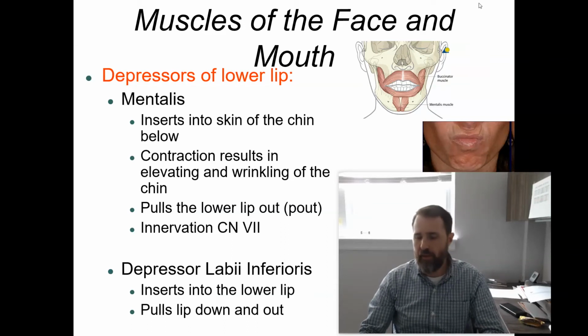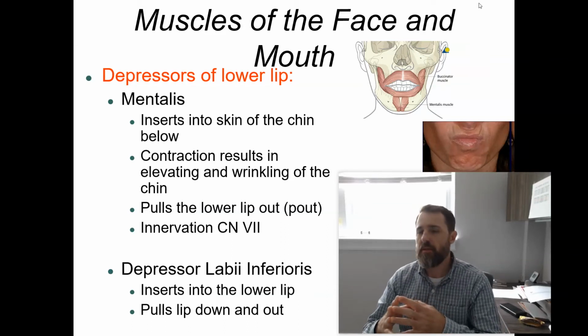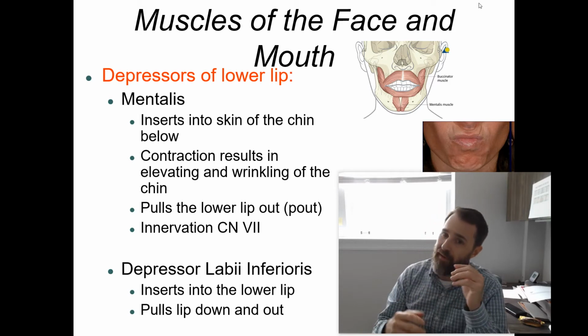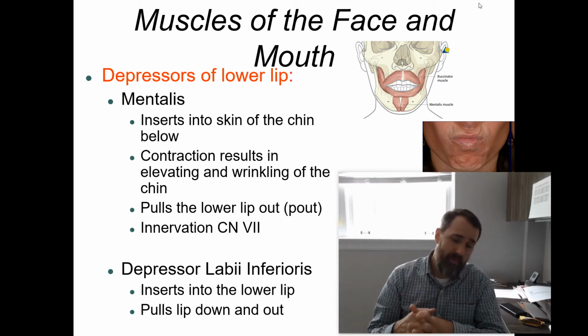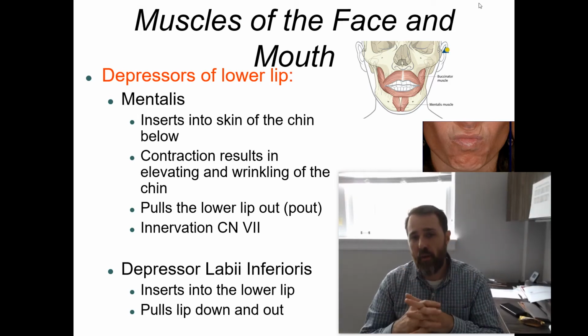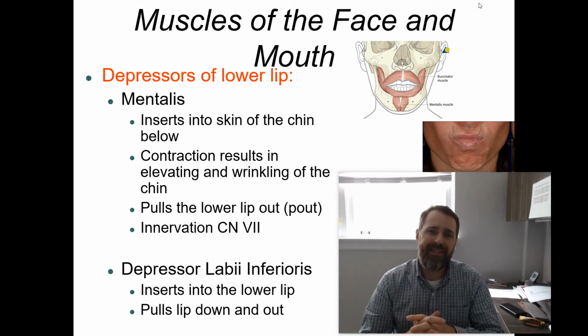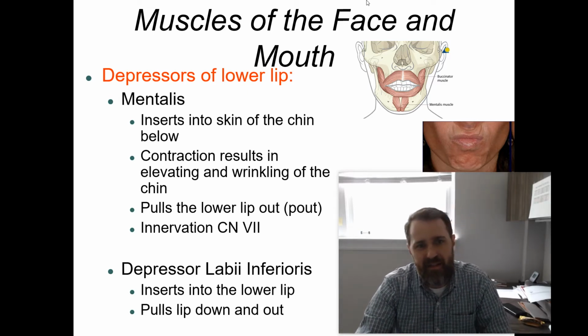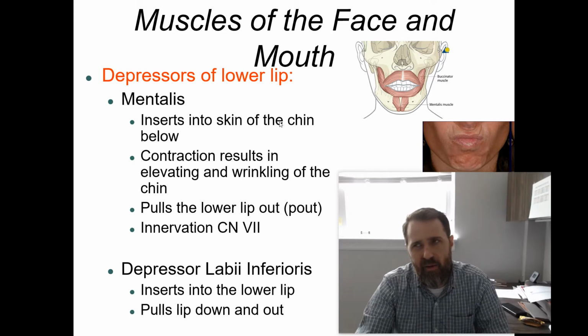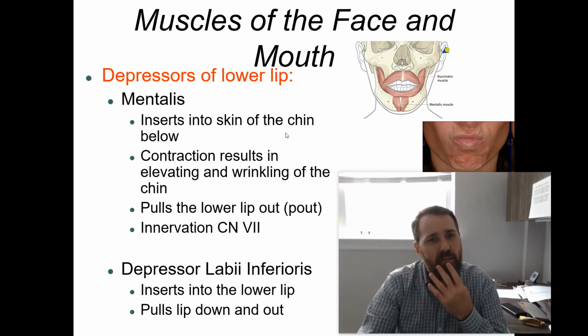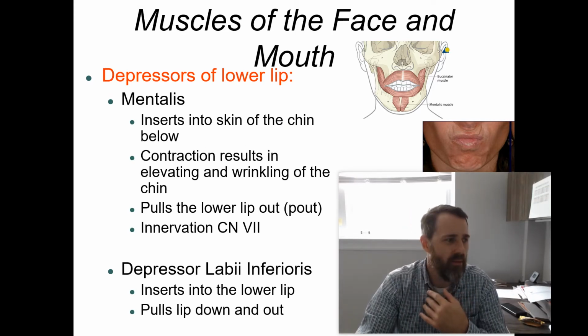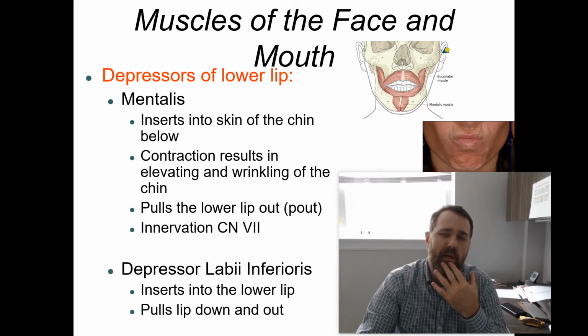All right, continuing our discussion of the muscles of the face, going from the elevators of the upper lip to the depressors of the lower lip, starting with the mentalis. The mentalis is known as, you can think of it as, the pout muscle. It's responsible for you protruding and pouting out your bottom lip.